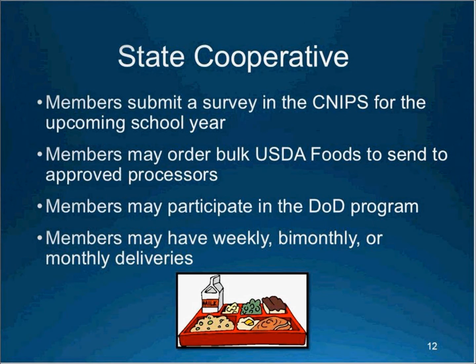Deliveries of brown box USDA foods are made to state co-op members on a weekly, bi-monthly, or monthly basis by the state distribution centers. Just like advanced order agencies, finished end products made with bulk USDA foods are delivered by the processor or distributor directly to the agency. State co-op members also use the CNIPs for tracking USDA Foods entitlements. All state co-op members receive personalized program service and technical assistance from their state co-op coordinator.